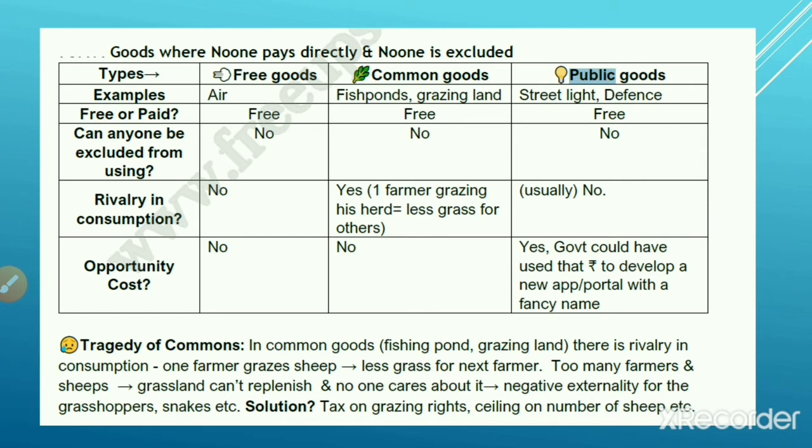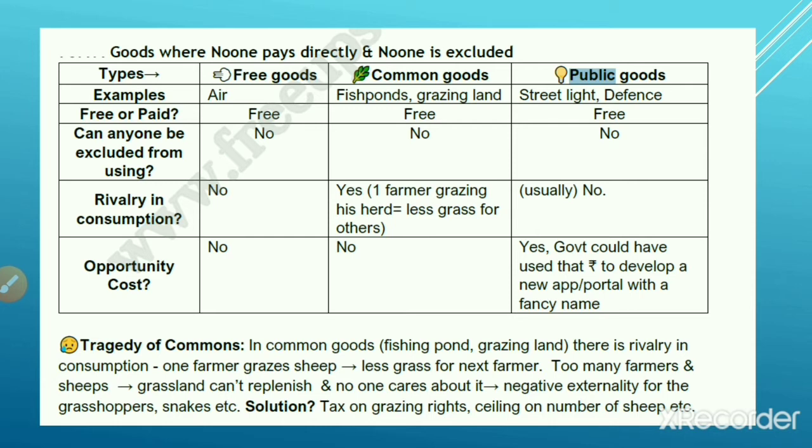Public goods, now it is very important. It is asked in many exams in UPSC, SSC. So we have to check all these parameters. So free or paid, it should be free. That option should be free. It is always free. Public goods are free, and if they are paid, they are not public goods.